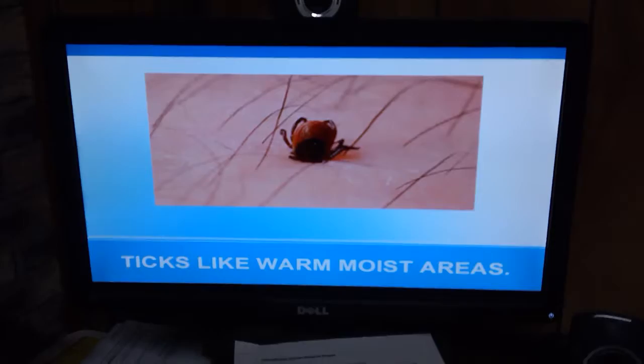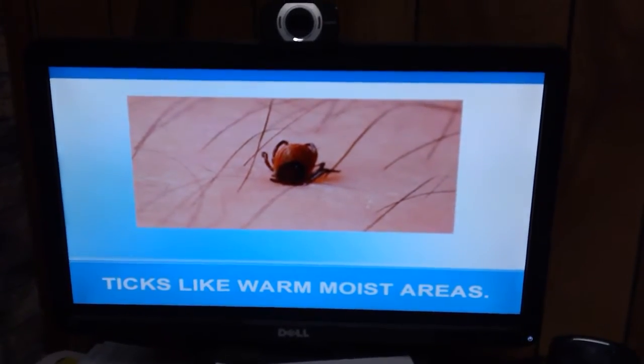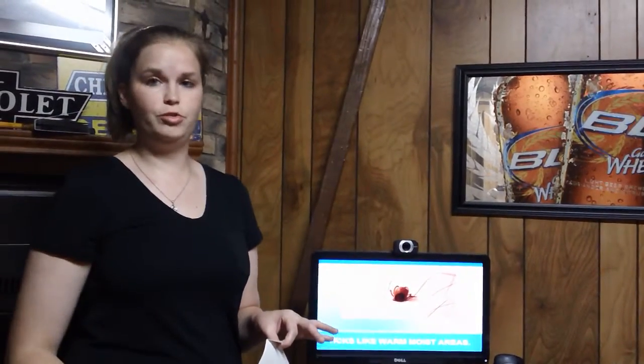So just a little bit about ticks. If you do get bit, they're going to go for a warm, moist area of the body. There's three major regions that ticks like to go for. The first region is going to be an armpit. The second is going to be the hairline, or the nape of the neck. And then the third region is going to be your groin area.